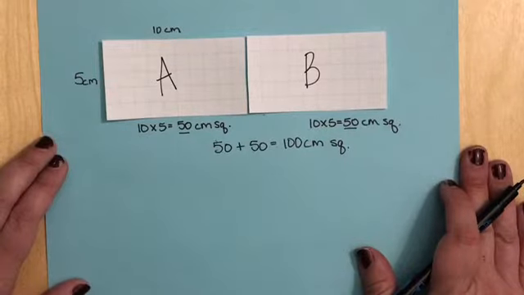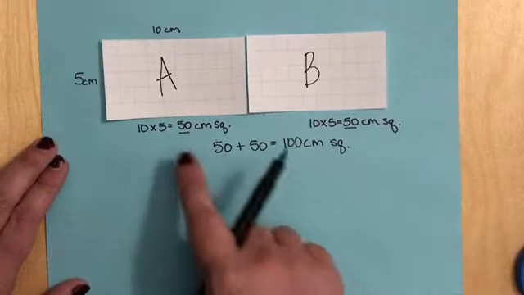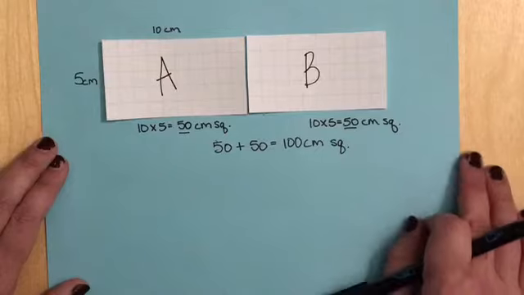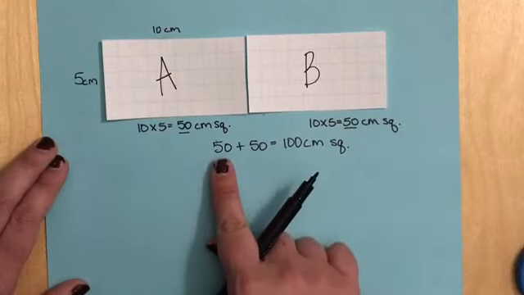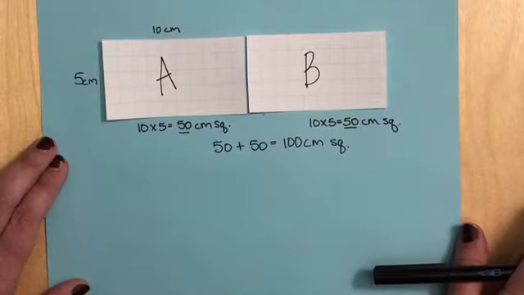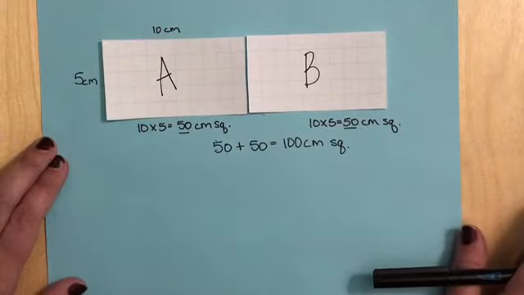How else could you write this equation? And the equation that I want you to think about is, how else could I write my equation for adding these two rectangles together? Go ahead and see if you can think of something besides 50 plus 50, since I already did that. Write it and press pause and press play when you're done.